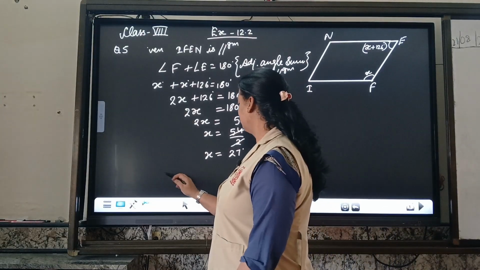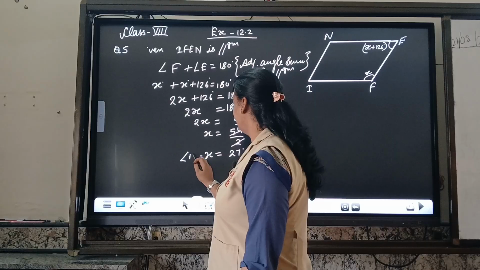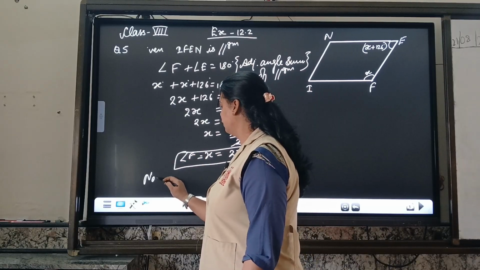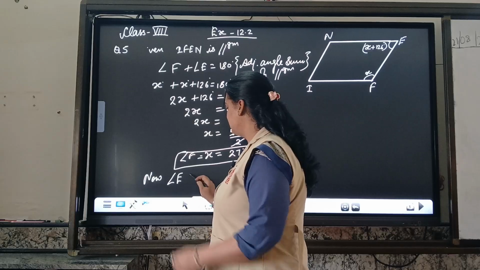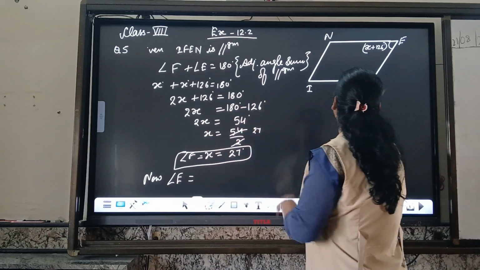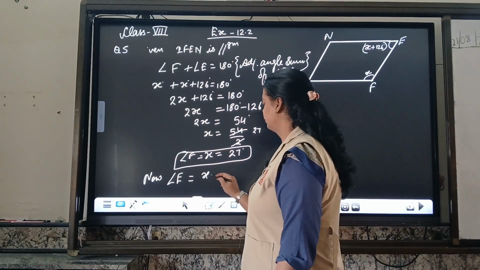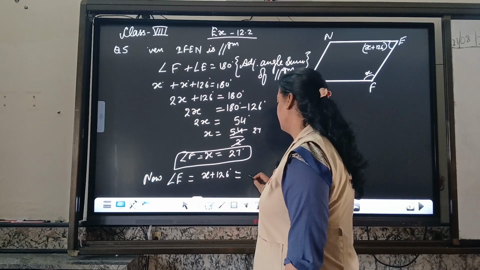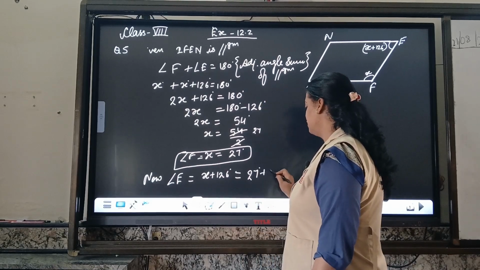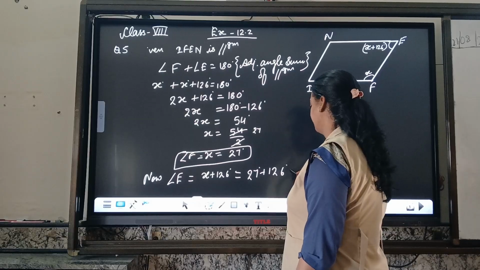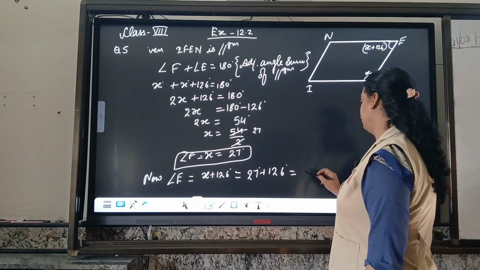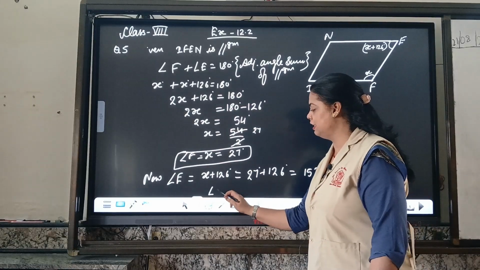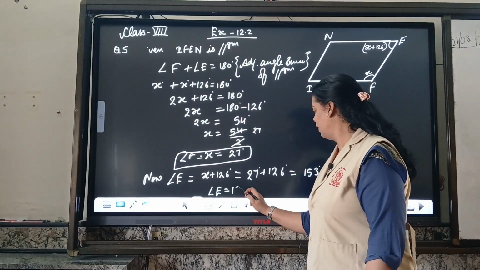If x is equal to 27, then E should be 27 plus 126. This was the angle F. Now angle E is equal to x plus 126, so it would be 27 plus 126, which gives you 153 degrees. Angle E is equal to 153 degrees.